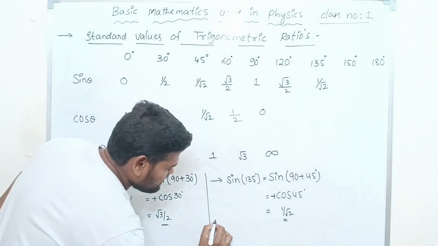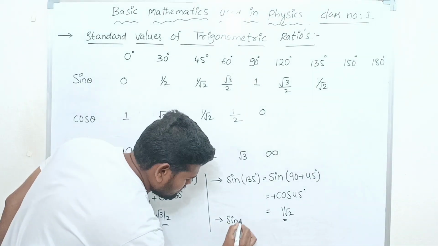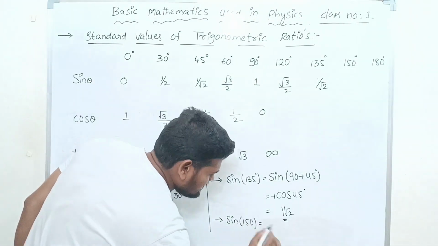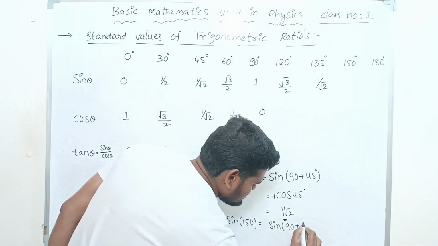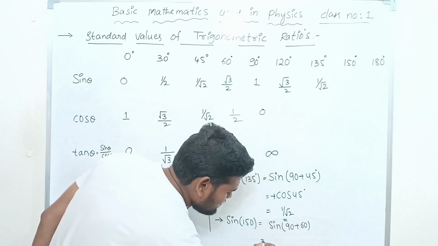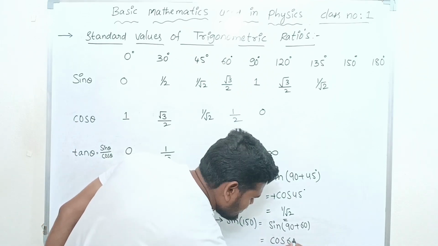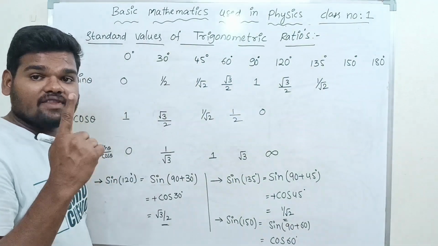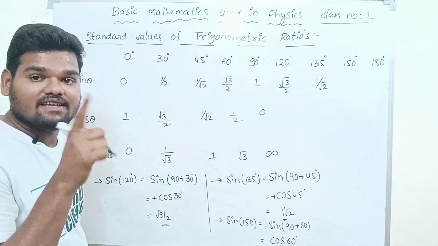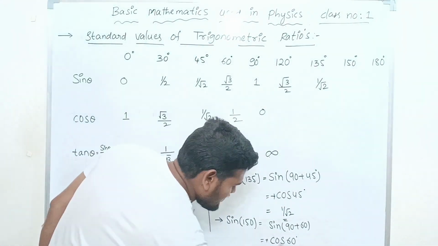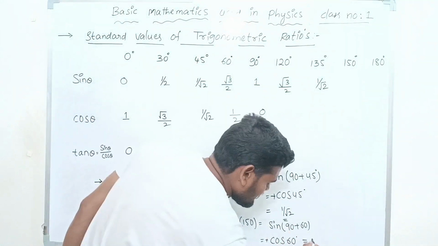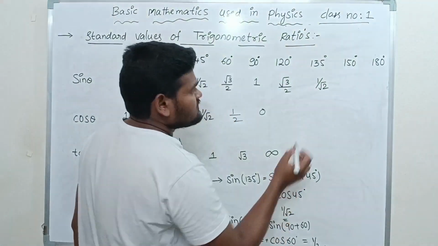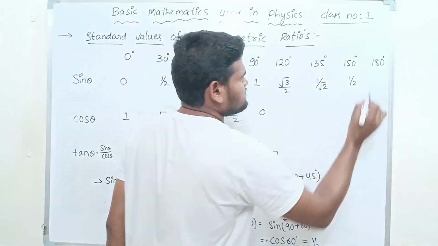Similarly, sin 150. Sin 150 is nothing but sine of 90 plus 60. At 90 degrees, sine can be converted as cos 60. 90 plus theta is in second quadrant. In second quadrant, sine is positive. So what is the value of cos 60? Cos 60 is equal to 1 by 2. So here we get 1 by 2.